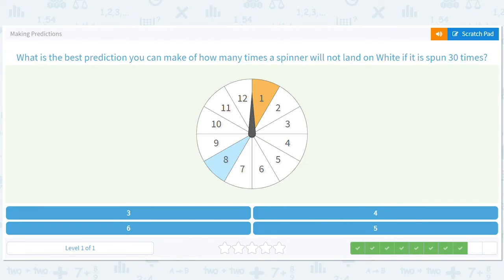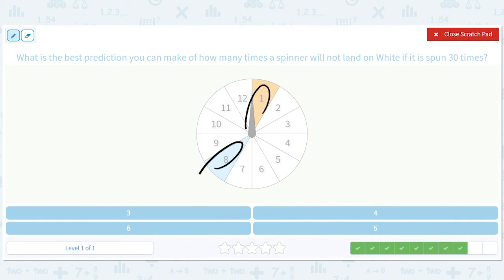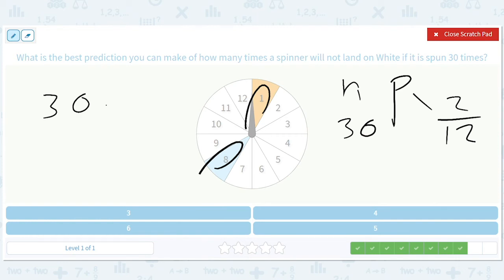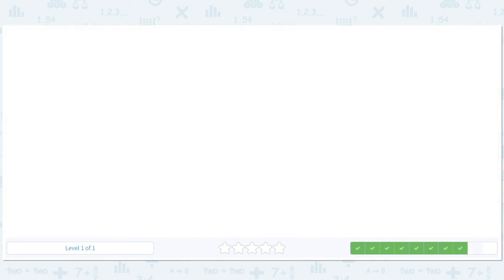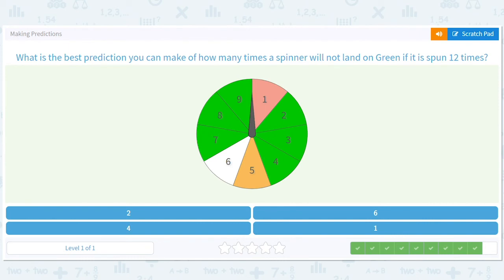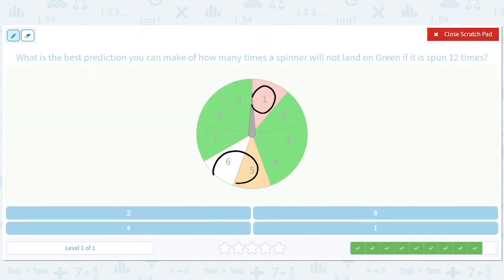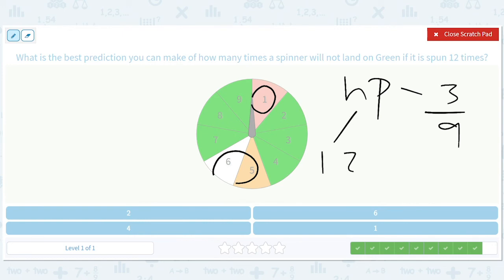What is the best prediction you can make of how many times a spinner will not land on white if it is spun 30 times? So not white is 2 out of 12. And it's going to be spun 30 times. So it's going to be 30 times 2 out of 12, which is just 1 over 6. So it's 30 divided by 6, which is 5. And what is the best prediction you can make on how many times a spinner will not land on green if it's spun 12 times? So not green is 3 out of 9, 12 times. So you have 12 times 3 out of 9, which is 1 out of 3. So it's 12 divided by 3, which is 4.